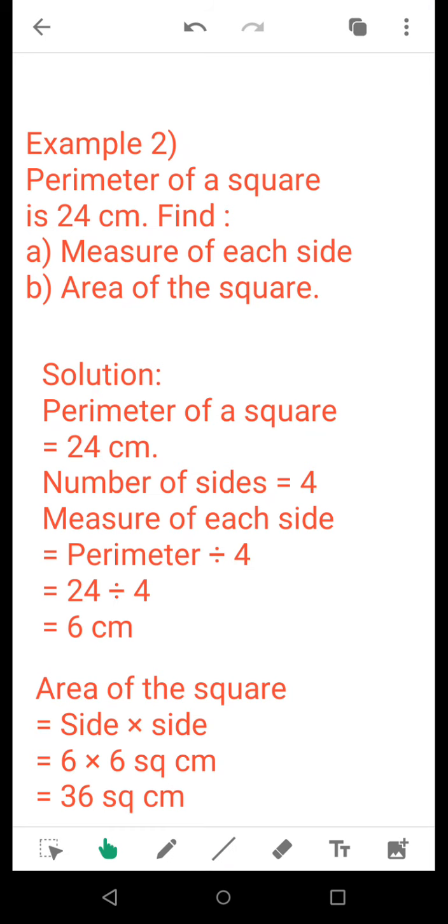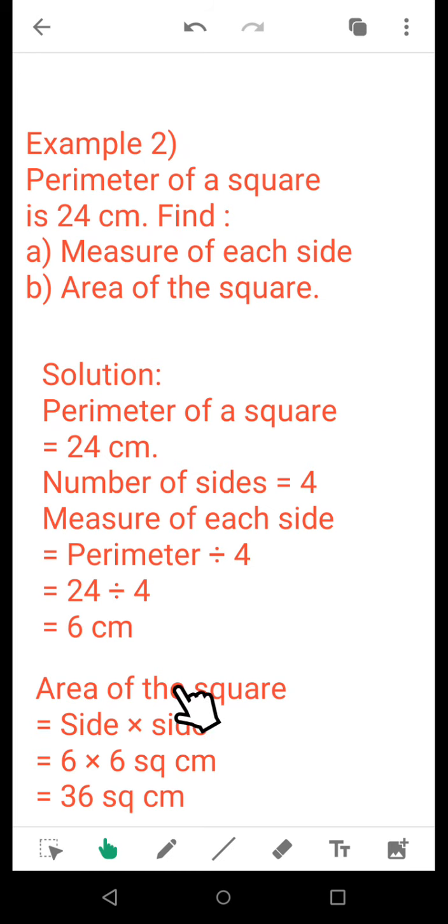Now the perimeter of a square is 24 centimeter and you have to find the measure of each side and then the area of the square. Now for doing this, first of all you will write down perimeter of the square is equal to 24 centimeter, number of sides is equal to 4. So in order to find measure of each side, you have to divide the perimeter by 4 because all the sides are equal in a square. When you divide 24 by 4, your answer will be 6 centimeter. So measure of each side is 6 centimeter.